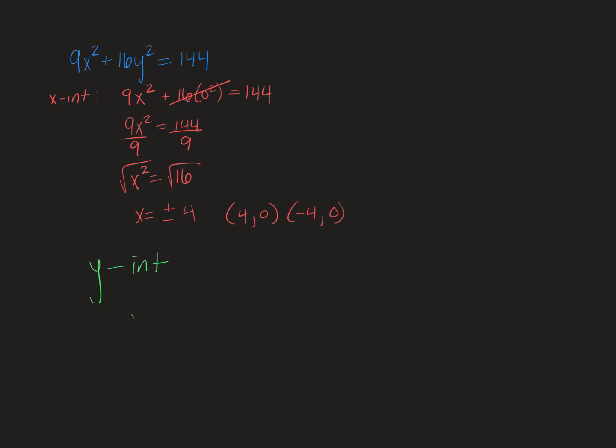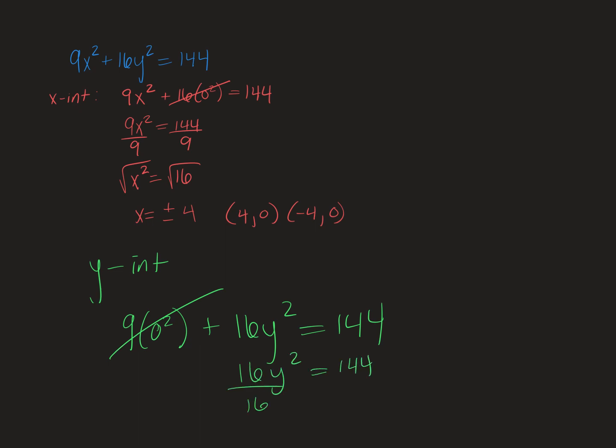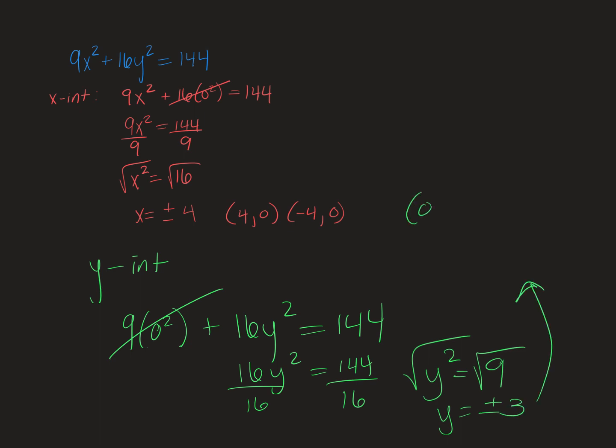So now we're plugging in 0 for what? The 9 times 0 squared goes away. So you have 16y squared equals 144. Divide by 16, so y squared is 9. Then take the square root of both sides, and so y is plus or minus 3. That means your y-intercepts would be (0, 3) and (0, -3).